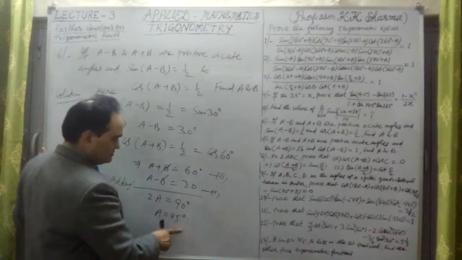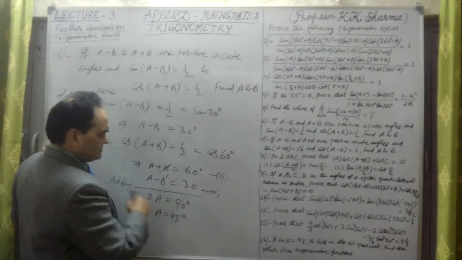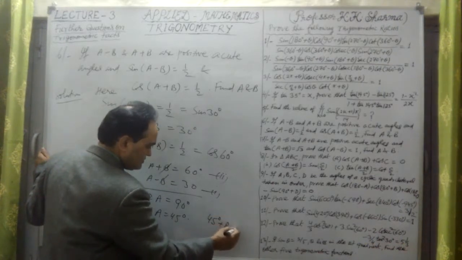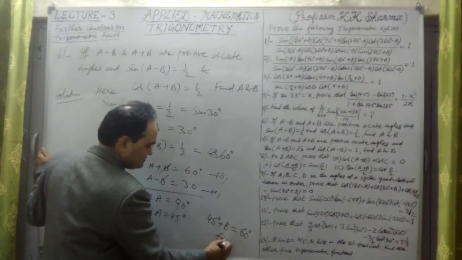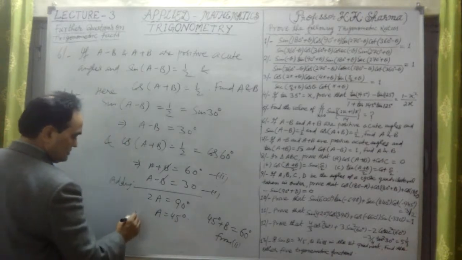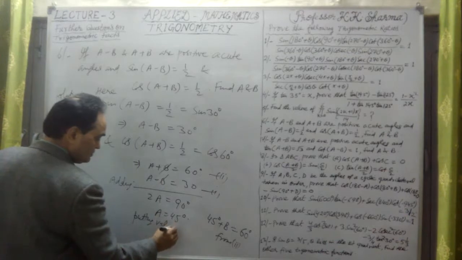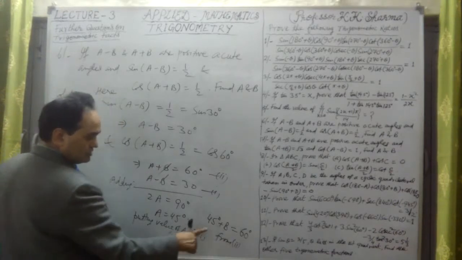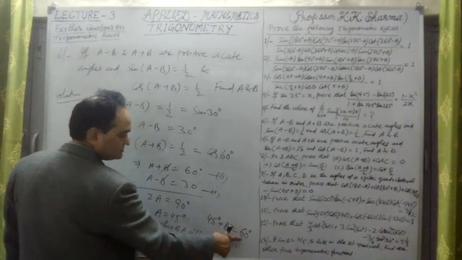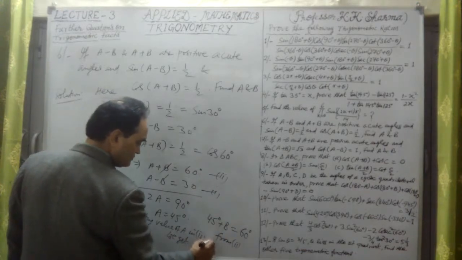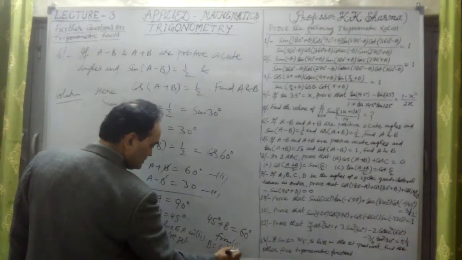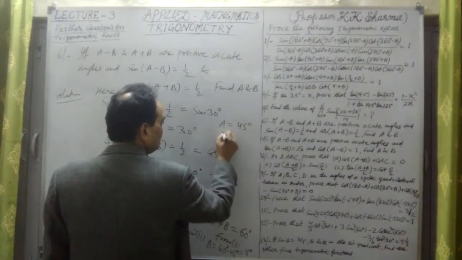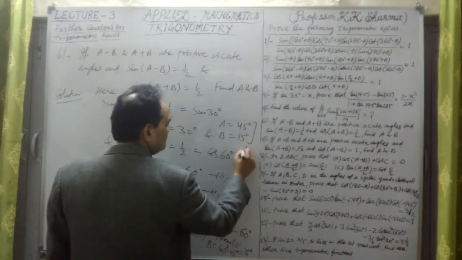Alright. Now I can put this value of A either in the first equation or the second, or we can subtract. Putting this value of A in the second equation, in place of A we put 45 degrees plus B equal to 60. So B is equal to 60 degrees minus 45 degrees, that means 15 degrees. So A is equal to 45 degrees and B is equal to 15 degrees. These two are the answers.